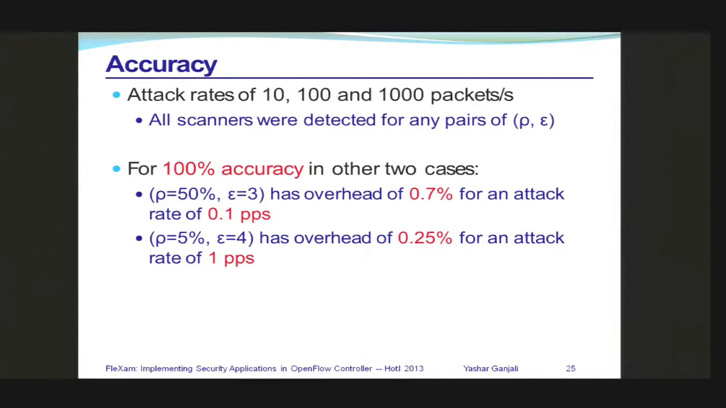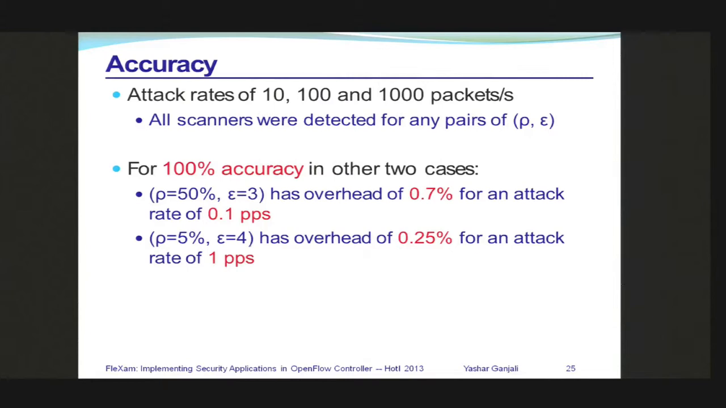For the other two cases, the attack rates are much smaller: one packet per second sent by the attacker, or 0.1 packets per second, so the attacker sends one packet every 10 seconds, which means I might easily miss those. For those cases, the load is still relatively low. I have 0.7 and 0.25% load in the network for those values of rho and epsilon.